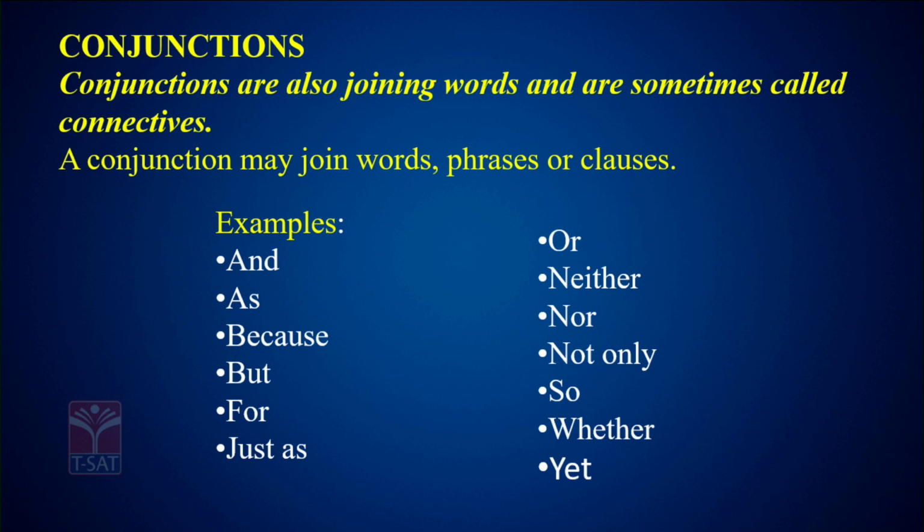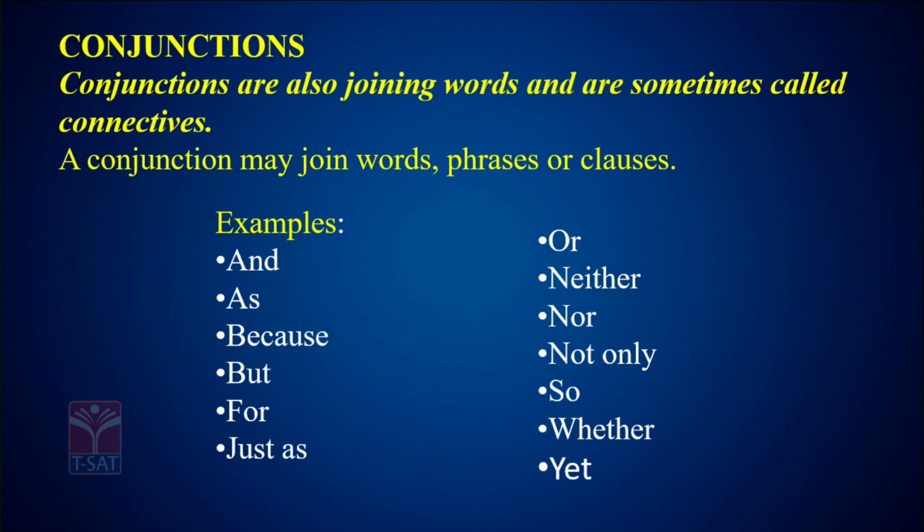Not only this, these conjunctions are also used to connect sentences also. So, that is the reason why we maintain the link between one sentence and the other, not losing its gist or its meaning completely. So, conjunctions play a very important role in terms of our writing. Some of the examples which are being given here, the conjunctions which are very frequently used, and, as, because, but, for, just as, or, neither, nor, not only, so, whether, yet.